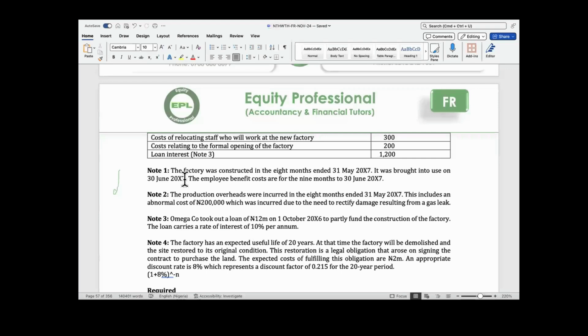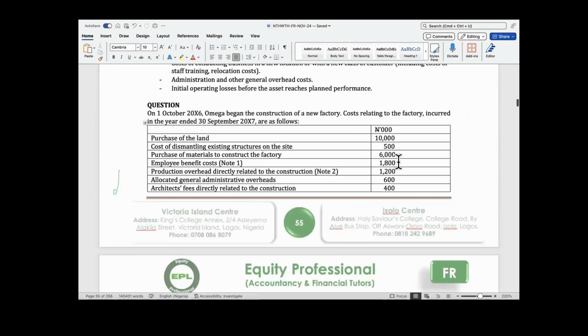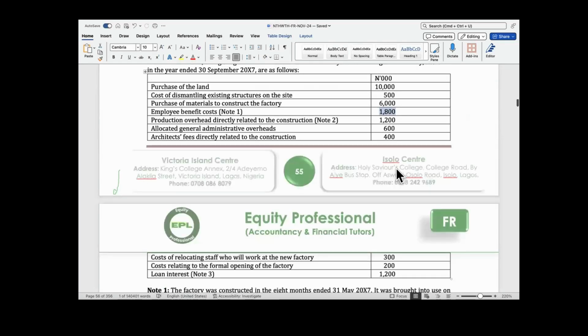However, the employee cost they gave us is for 9 months. This cost is 9 months salary, 1.8 million. So how much are we capitalizing? We prorate it. How do we do that? 8/9 times the amount. Fantastic. 8/9 times 1.8 million. That's correct, because the construction only took place for 8 months, and this 1.8 million is 9 months salary.